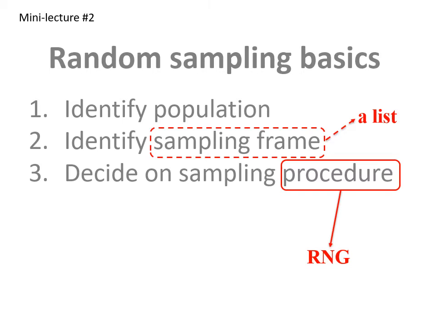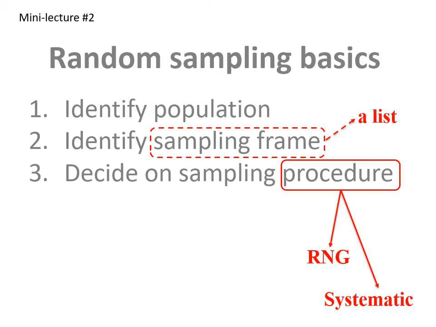RNG stands for random number generator. So an RNG could be pieces of paper roughly the same size in a hat, that's a crude random number generator. There's also software and websites that generate what are called pseudo-random numbers. Some older textbooks will still have lists of random numbers. They'll have random number tables in the back of the textbook that you can use. So that's certainly one procedure.